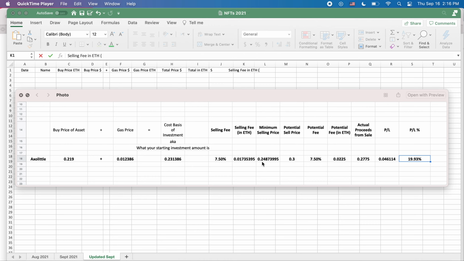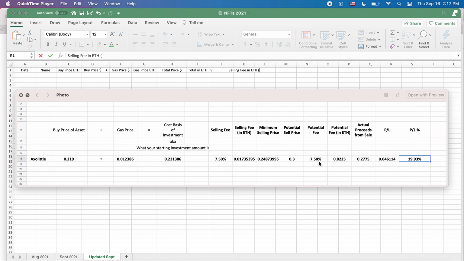Now, let's say Axolotls keeps going, and let's say the price is 0.3. It's way past my minimum selling price, so now I'm ready to sell. So how do I figure out? Now I'm actually working with the fee percentage. Here I was just using it to come up with a mock. So the price to potentially sell is 0.3, and my selling fee is 7.5%.